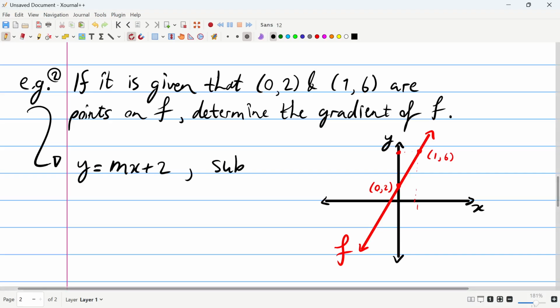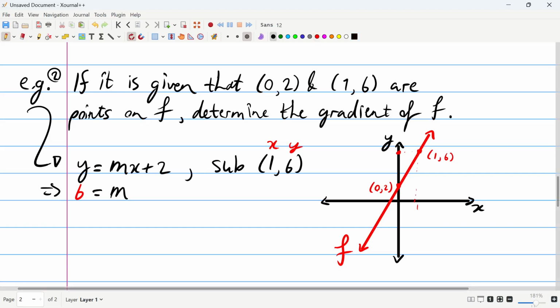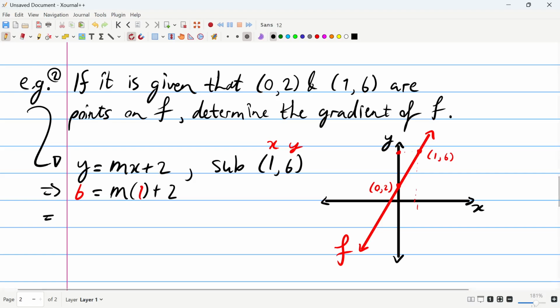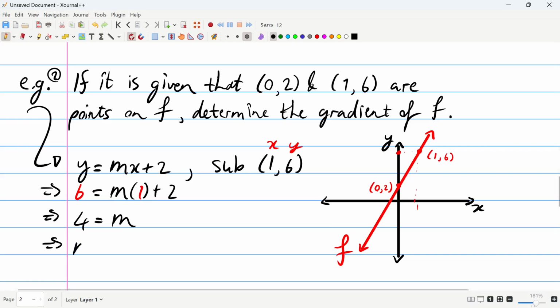So we need to sub in the random point 1 and 6. So then from here, what that indicates is that we're going to have our x value, which is 1, and our y value, which is 6. Therefore, we'll have 6 is equal to m multiplied by x, which is going to be 1, plus 2. And then we just solve for m. We take the 2 over, and then it's going to be 6 minus 2, which is equal to 4. Is just equal to m times 1, which is m. So which means you're going to be left with m is equal to 4.